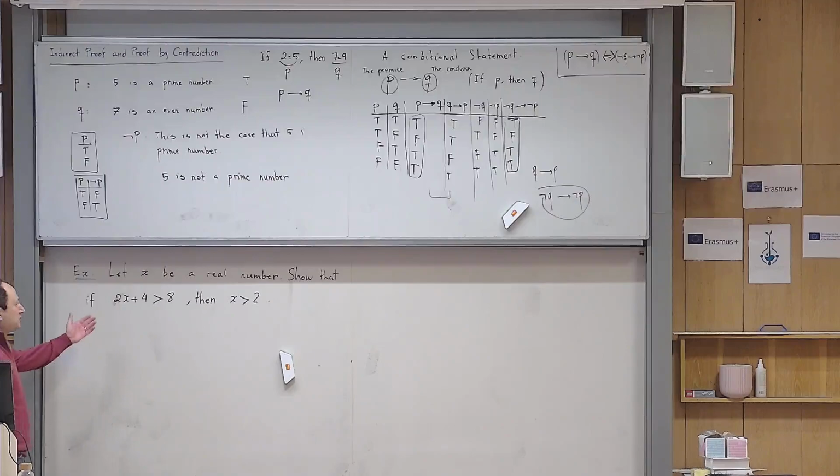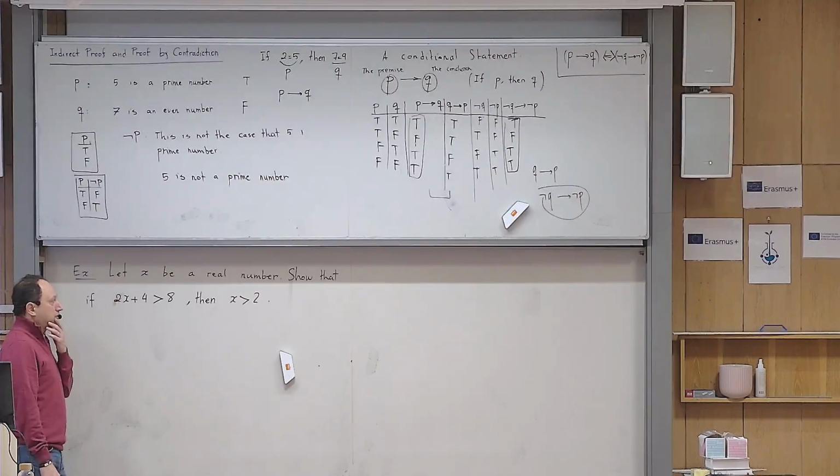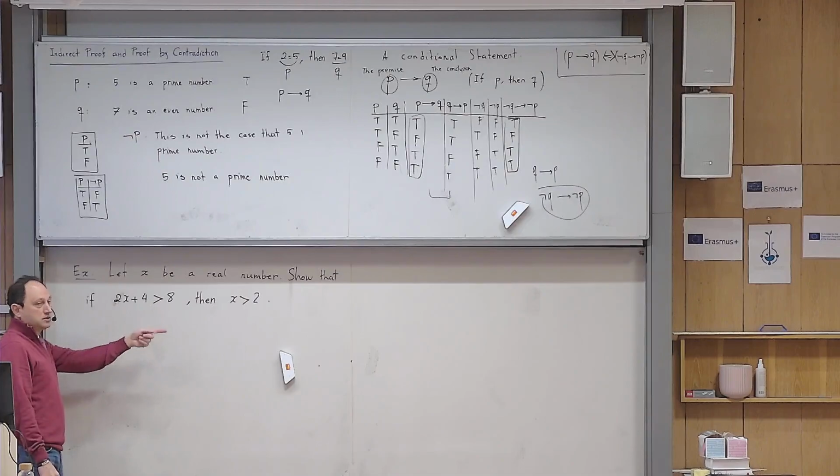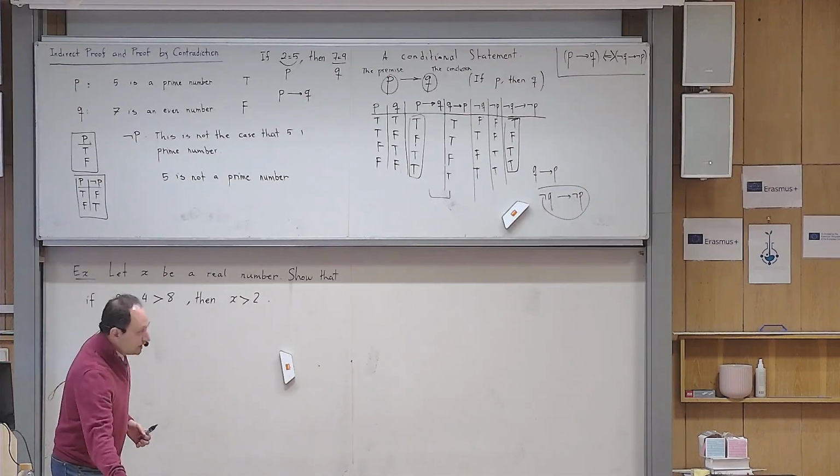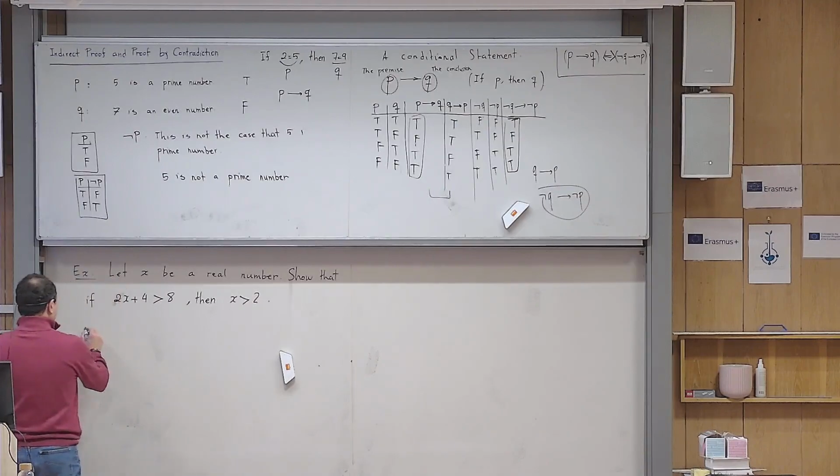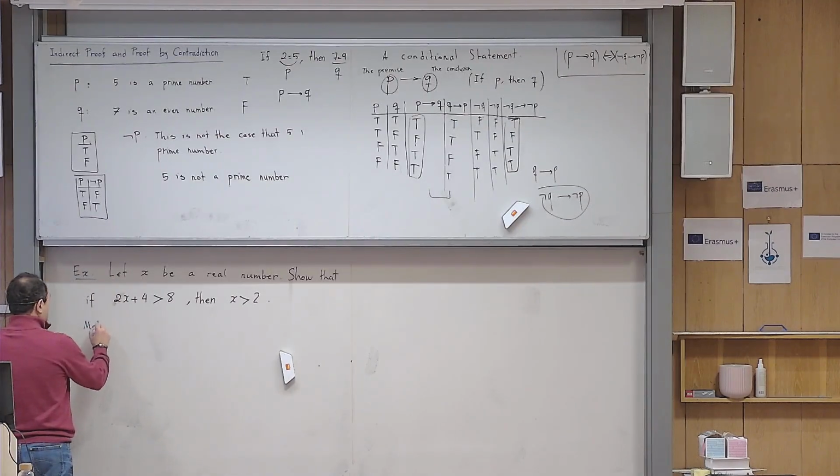So these type of questions are probably the questions that you will get in an exam to understand what is going on. It's very, very simple. Okay, I am telling you that if this is the case, show that x is greater than 2. Yes? I will solve it in two different ways so that you can compare the methods. Method 1, the direct proof.